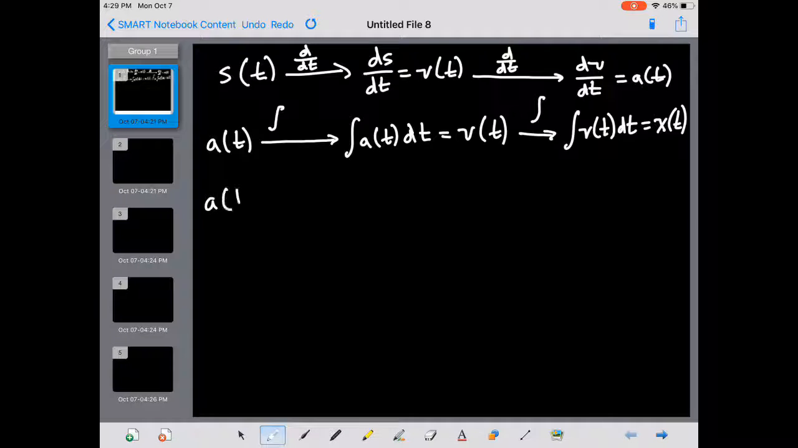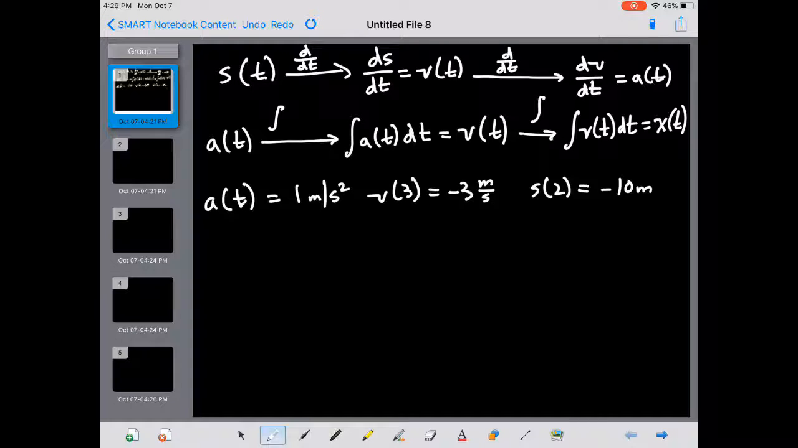All right? So let's look at an example. Let's say that I've got a of t equal to 1 meter per second squared. I also tell you that v of 3 is equal to negative 3 meters per second, and s of 2 is equal to negative 10 meters. What I want to know is, what is v of t?